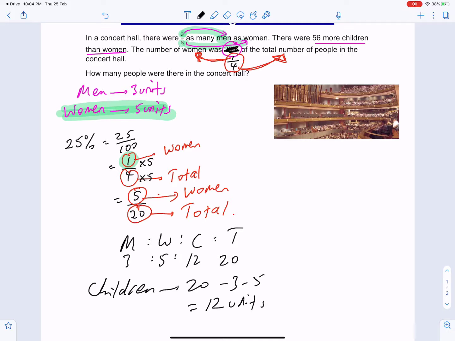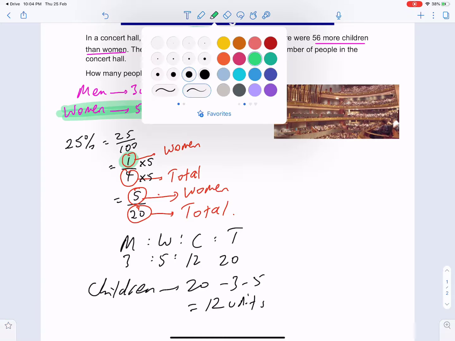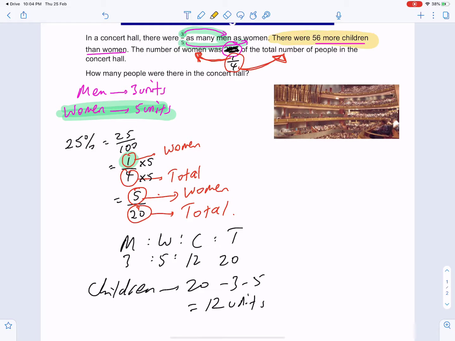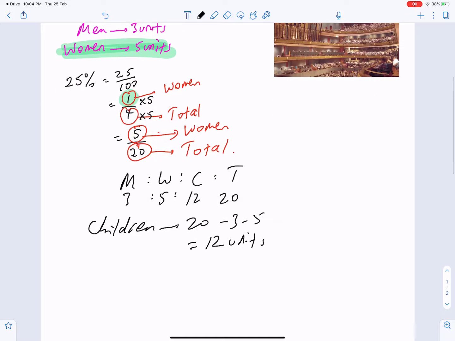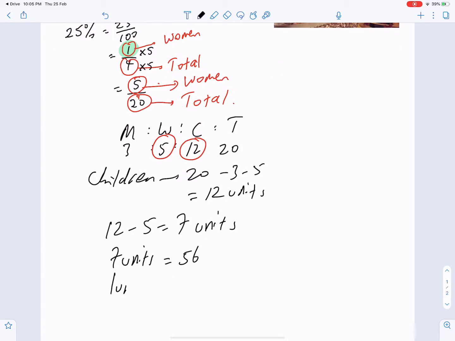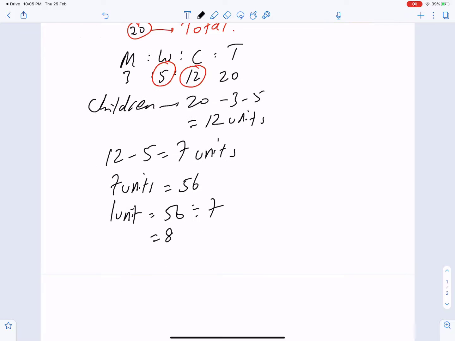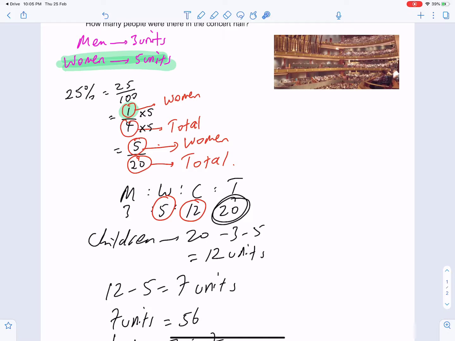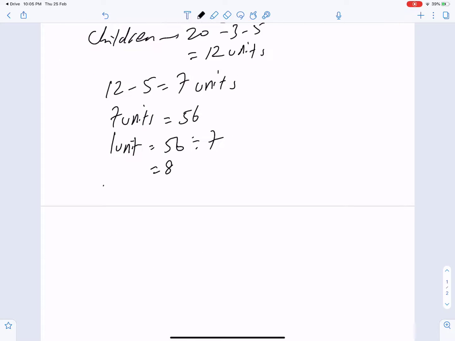Now, the number of women was 1/4 total number. That's fine. We have already settled that. This part here, there were 56 more children than women. Children, women. 12 minus 5. This is 7 units. This difference will be 56. 1 unit we can find. 56 divided by 7, that is 8. And then total will be here. Take a look at my laser. 20 units.